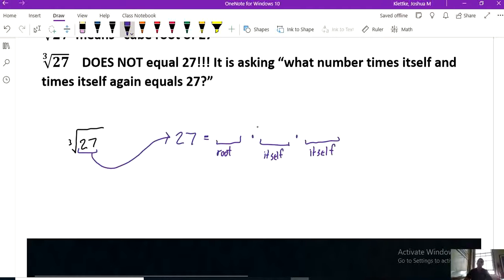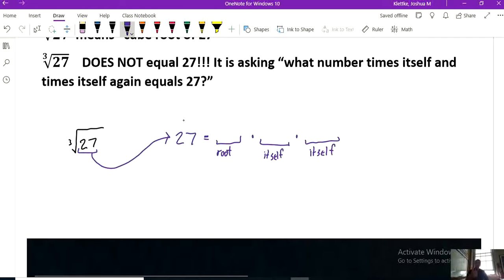I would think about the numbers that 27 is divisible by first. So 27 is divisible by 1, but 27 divided by 1 equals 27. So if we divide it by 1 again, we still get 27. That doesn't work because I can't put 1 times 1 times 1 and get 27. 1 times 1 times 1 would be 1. 2. Well, I can't divide 27 by 2, so I instantly rule that out. But just think, 2 times 2 times 2, 2 times 2 is 4, times 2 is 8. 8 is not 27, so that wouldn't work.